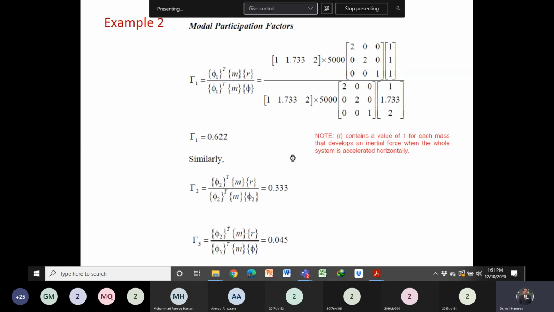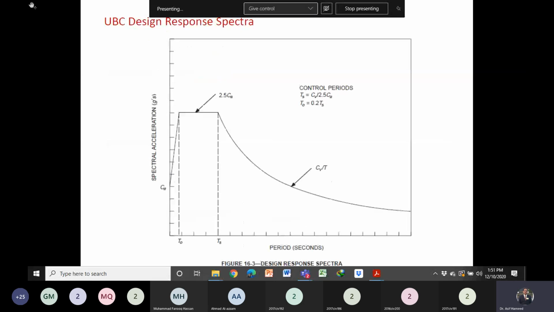So we need the response spectrum. I have taken this response spectrum from the code, UBC code. So in this response spectrum, we need CA and CV. Okay. So if we have CA and CV, these are the acceleration and the velocity coefficients, we can plot this response spectrum. So how can we set? We can see the value of CA and CV.